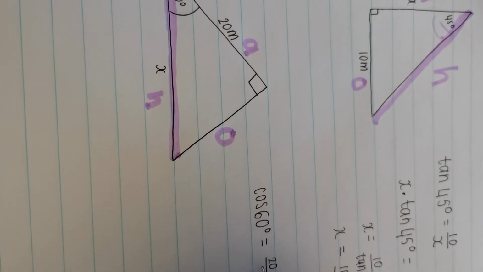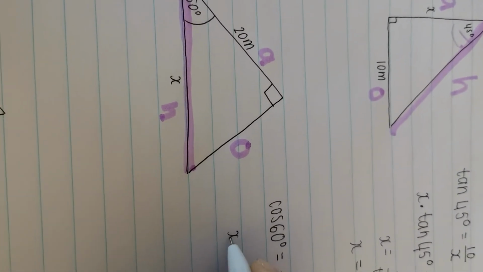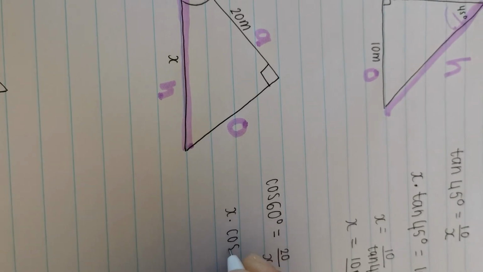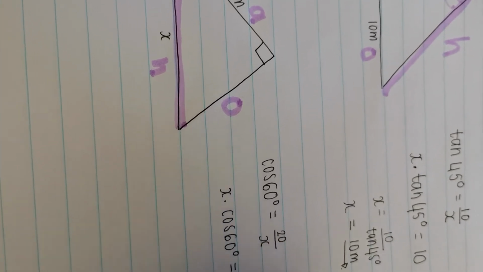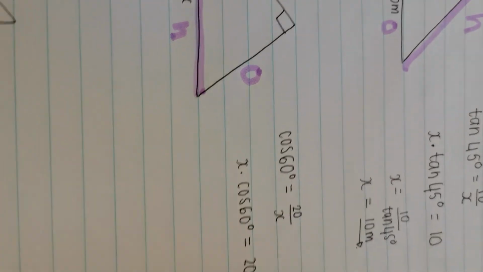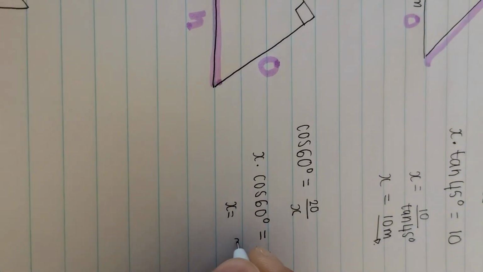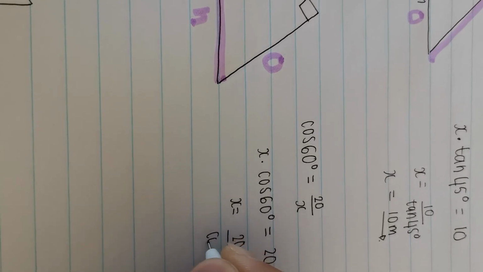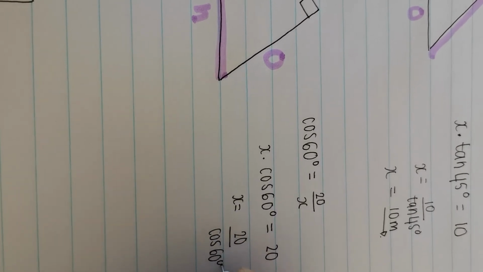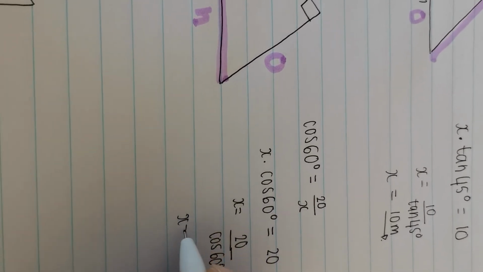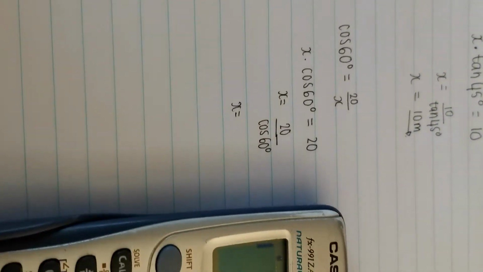Adjacent over hypotenuse, giving me x times, divide both sides by the cos 60. We're going to plug this in on the calculator.